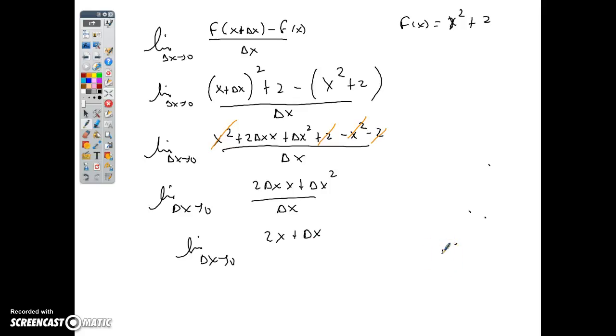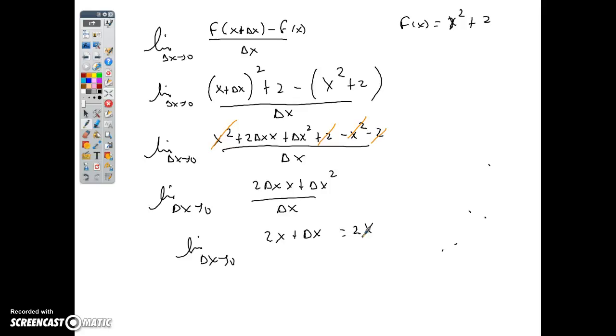Now that I've canceled something out, what do you do? Plug in the 0. So I plug in the 0 and I get 2x. Wait, how'd you get that? Well, you said plug in the 0. I plugged in the 0. What is it? Delta x. So I got 2x. Agreed? That took 30 seconds. The rest of them are happy trails.